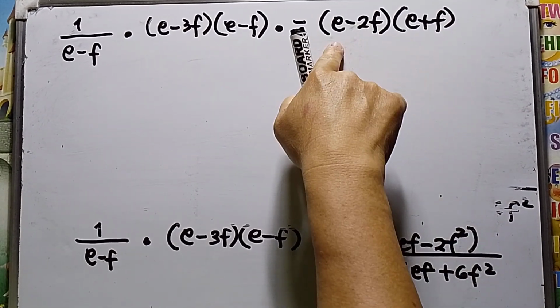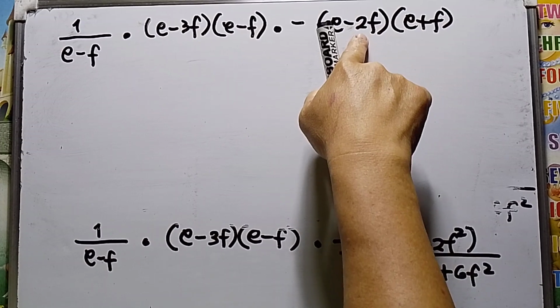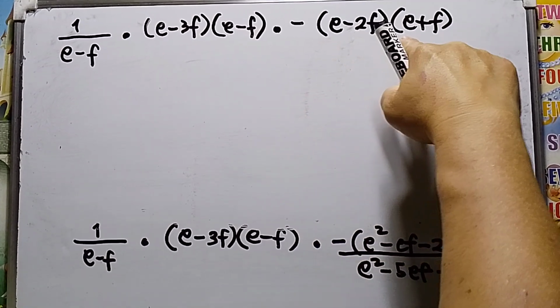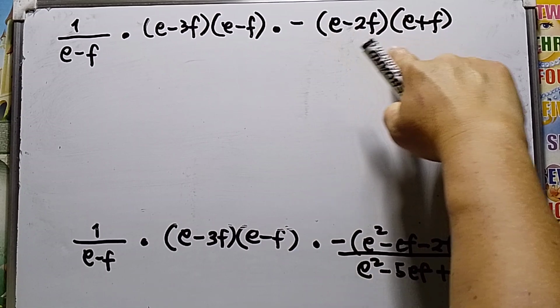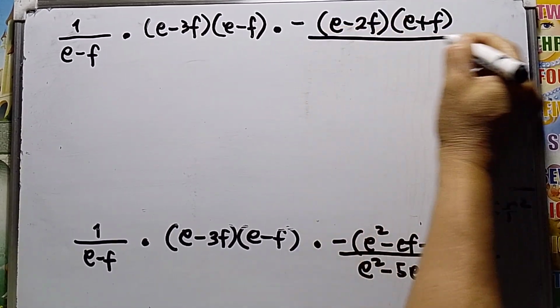E squared, and then this will be ef. Then this will be 2ef. This will be negative, and then this will be positive, negative 2f squared. Then how about the denominator?